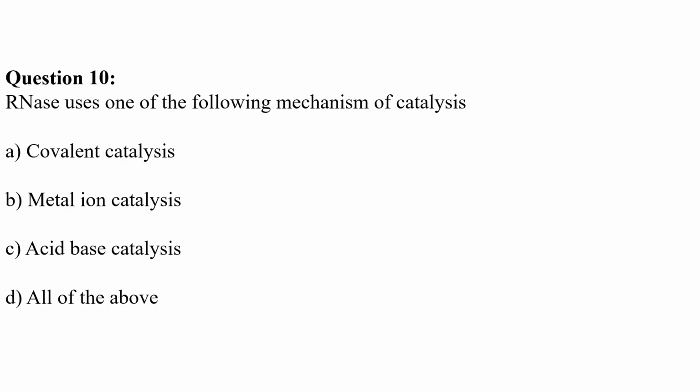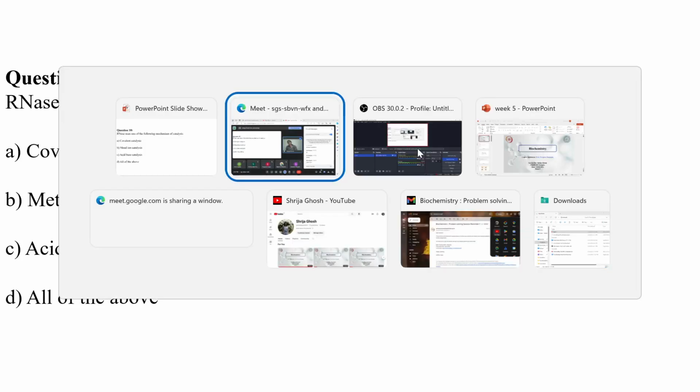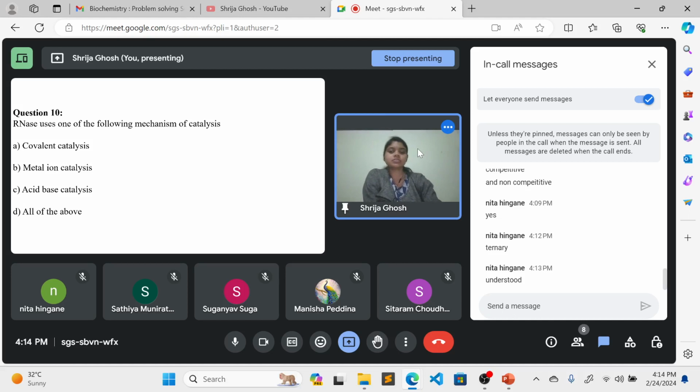Okay. Moving to the next question. RNase uses one of the following mechanisms of catalysis. Option A, covalent catalysis. Option B, metal ion catalysis. Option C, acid-base catalysis. And option D, all of the above. RNase is an enzyme, also called ribonuclease. So it uses which of the following mechanisms? Anybody? Covalent catalysis, metal ion catalysis, acid-base catalysis, or all of the above?